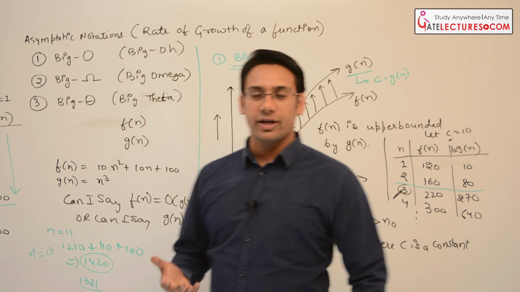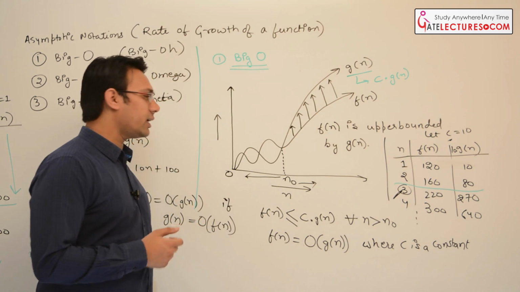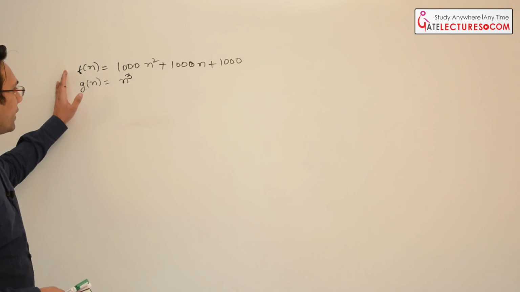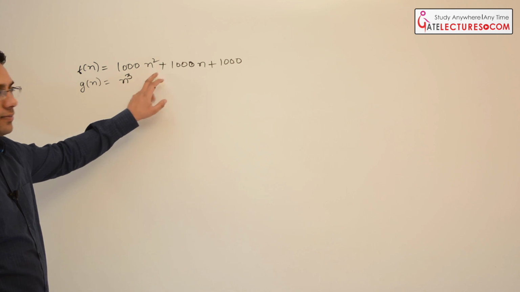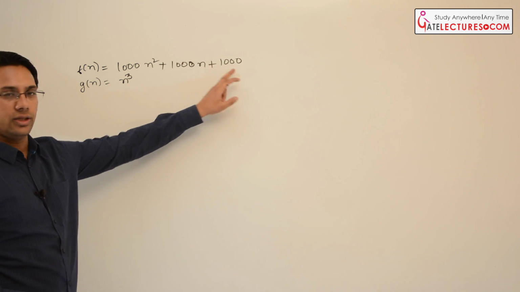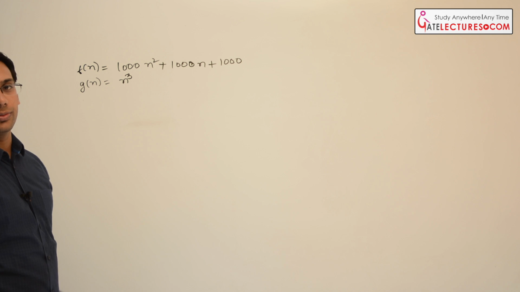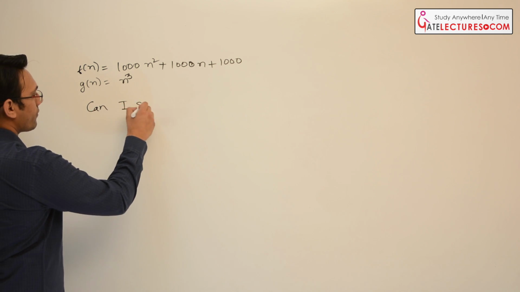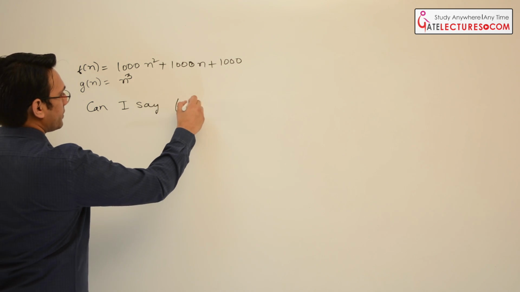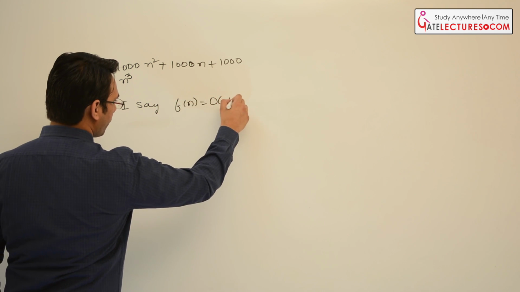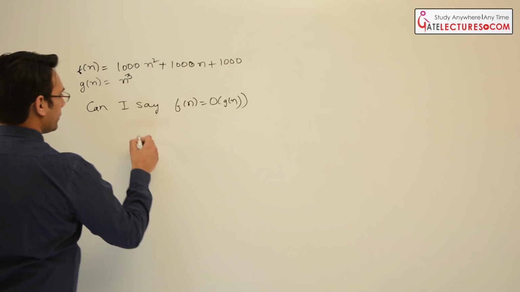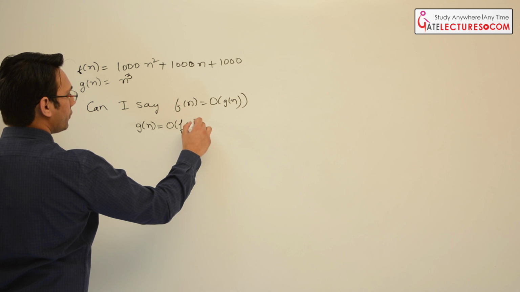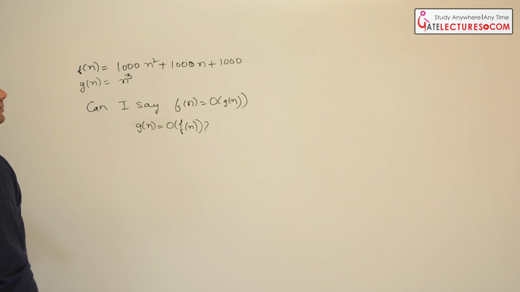Let me take some more examples to clarify the concept here. Okay, let me just rub this up. Now let us say the value of Fn is 1000 n square plus 1000 n plus 1000. The value of Gn is n cube. Now can I say Fn is order of Gn, or can I say Gn is order of Fn? Which one of these statements is valid?